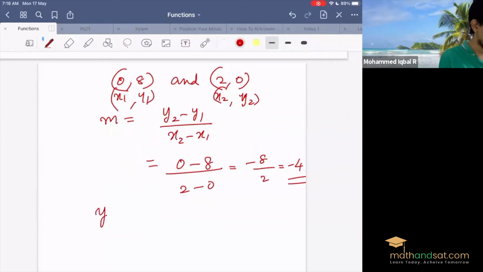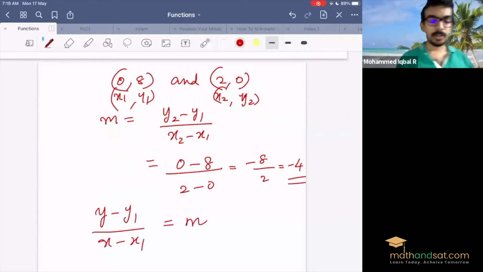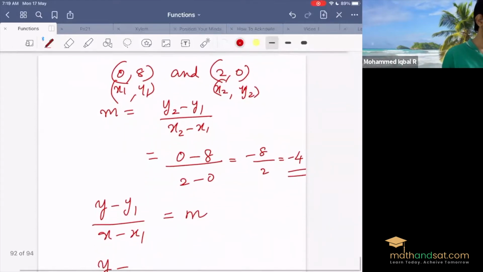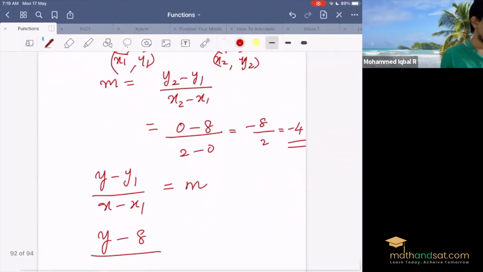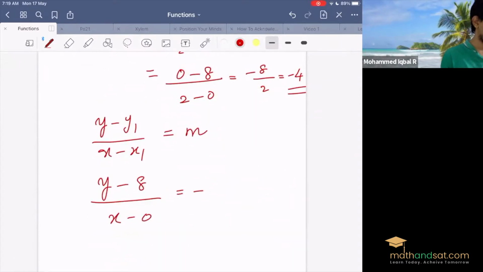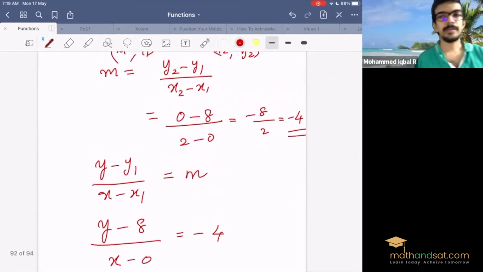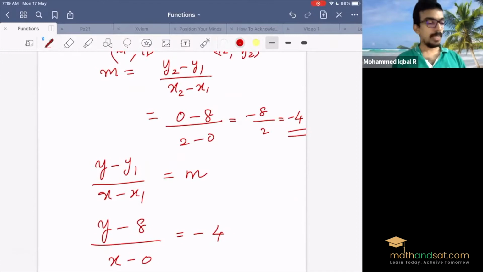Now take y minus y1 over x minus x1 is equal to m. Instead of x1, y1, you can take x2, y2. That is also possible. It will not change the answer. So we have y minus y1, where y1 is 8, and x minus 0 is going to be minus 4. All right. Is this clear? So far, so good.